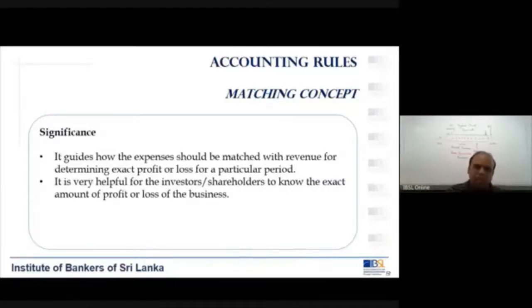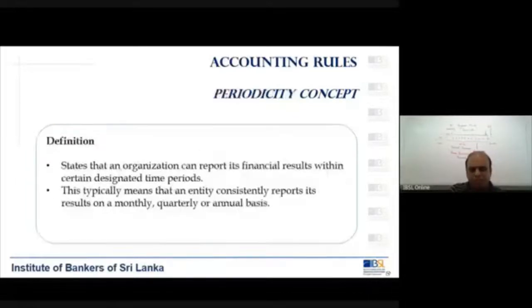Secondly, it is very helpful for the investors or shareholders to know the exact amount of profit or loss of the business. So if you overall look at it, the accrual concept and the matching concept go hand in hand, which means you can't differentiate the two. You have to look at it as one. The accrual concept and the result of that is covered in the matching concept. So both go hand in hand for accounting purposes. Periodicity we have already gone through.